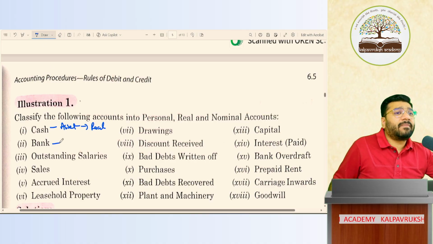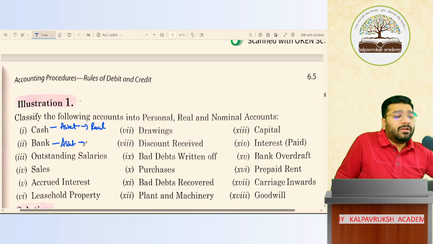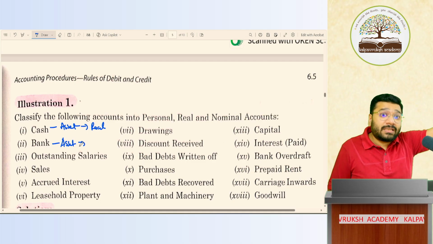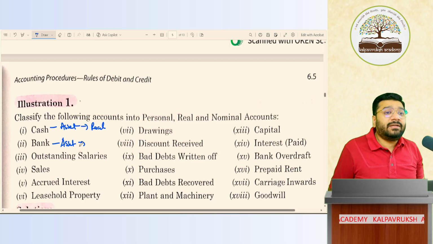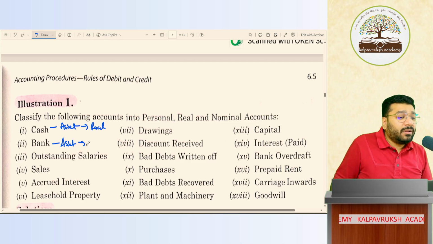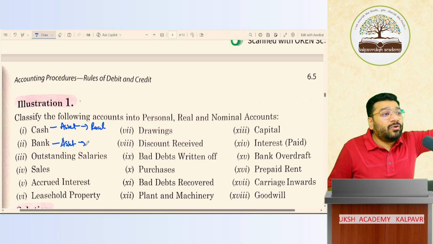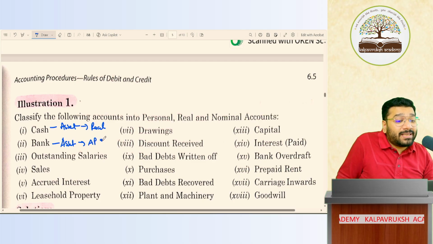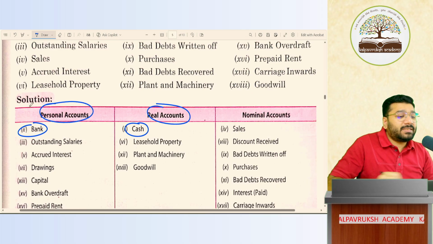Next, bank. Bank is my asset. Why is bank balance an asset? Because it's my money with the bank. Whenever I ask, the banker will give me in future. So anything that I receive in future is asset. So bank balance is asset. All the assets are real account except bank. But bank is not real account. So bank will go where? Personal account. Which personal account? Artificial personal account. Got it? Not got it? So bank is personal account.